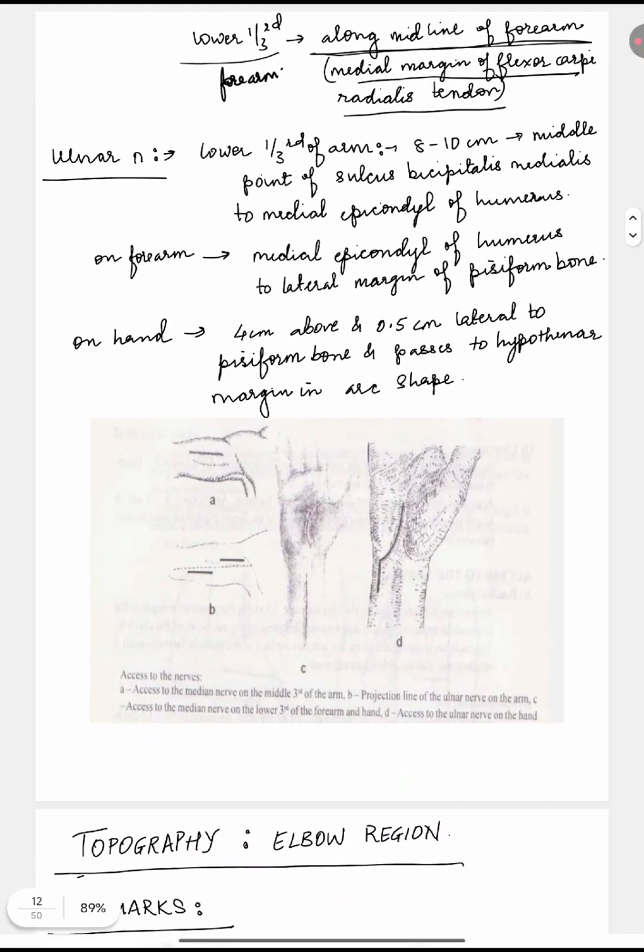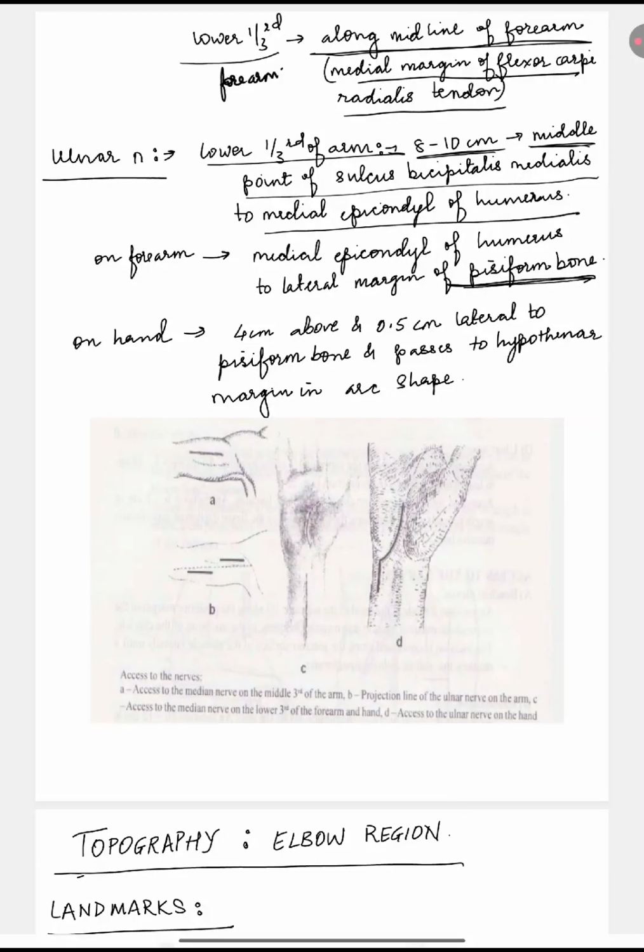Now ulnar nerve. Lower 1/3 of the arm, we make an incision 8 to 10 centimeter from the middle point of the sulcus bicipitalis medialis to the medial epicondyle of the humerus. On forearm, from the medial epicondyle of the humerus, we make an incision up to the lateral margin of the pisiform bone. On hand, we make an incision 4 centimeter above and 0.5 centimeter lateral to the pisiform bone and pass to the hypothenar margin in an arc shape. See here we have seen this ulnar nerve.